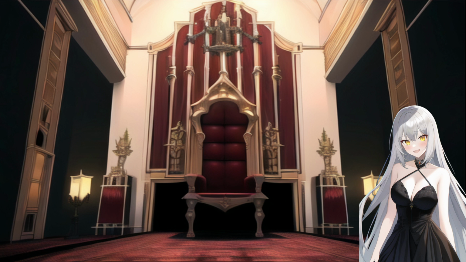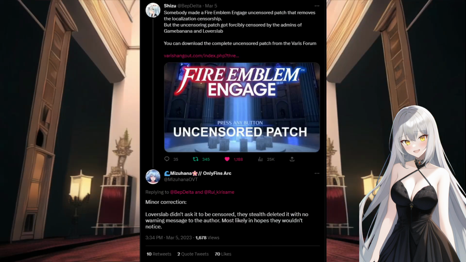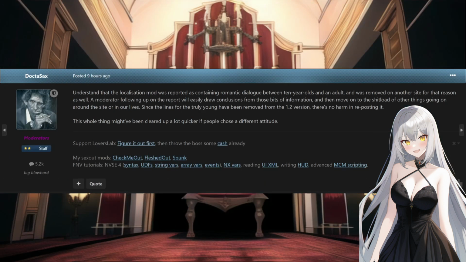Now there's also another site to address that was worse at handling the situation than GameBanana, that being Loverslab. They stealth removed the mod without notifying the creator. They then finally gave a response stating the mod got reported and removed due to it containing a romantic relationship with 10-year-olds and an adult, and that the mod also got removed from another site for the same reason. That site obviously being GameBanana, given that was the only other site to remove the mod.